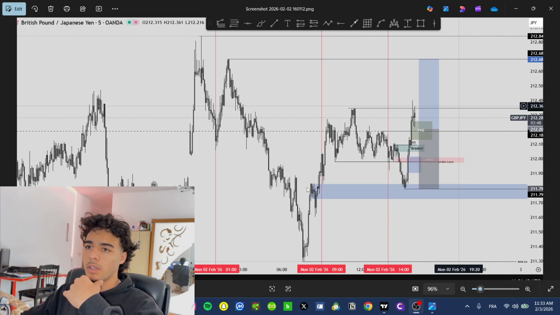it retraced back into a 15-minute order block right here. With that, I was waiting to see a reaction off of that, like a 15-minute breakout structure or a 5-minute breakout structure or an inversion of a fair value gap or whatever. But that came up right here. We got the 15-minute breakout structure literally right here, and we had this unfilled fair value gap, this breaker block, and this fair value gap.